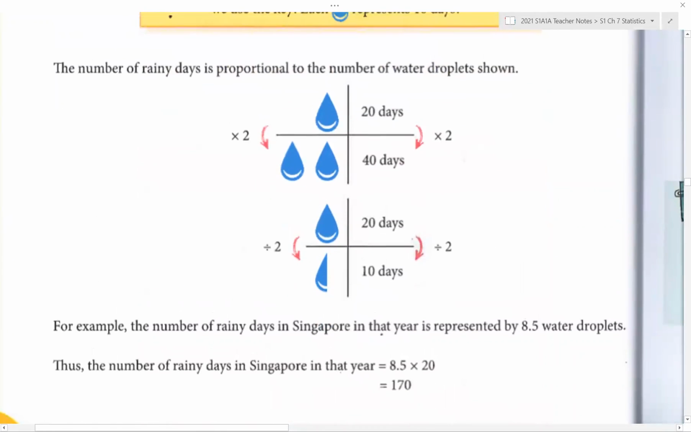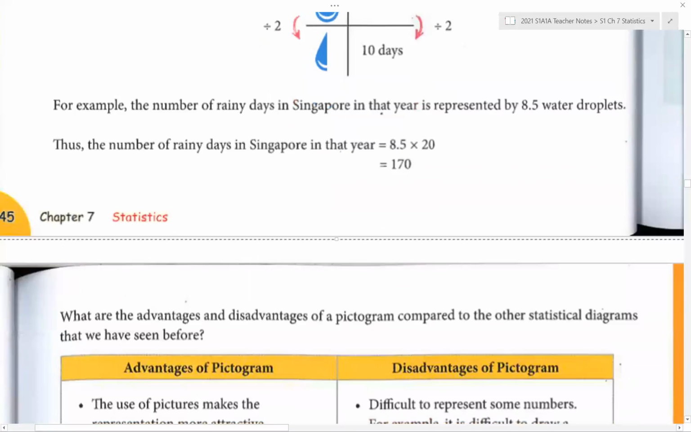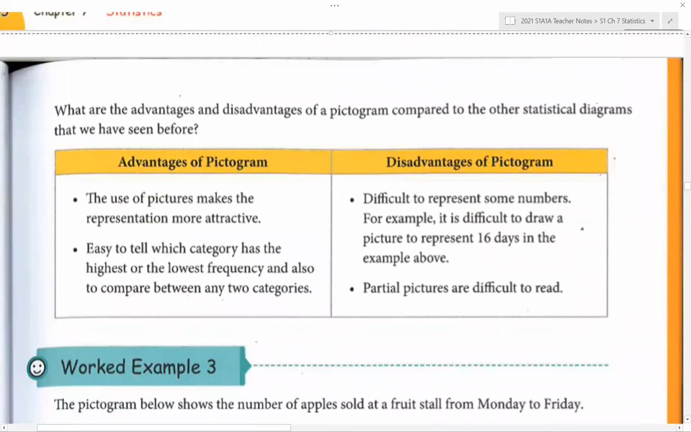So anyway, this is us trying to find out what half a water droplet represents, what 2 water droplets represent, once you have the key. This part is the theory you need to know, because sometimes you are expected to write the advantages and disadvantages of a pictogram. The advantages are the good points, the benefits, the plus points. Very attractive. You feel that it looks nicer because of the pictures. Then it is easy to tell which one has the highest and which one is the lowest.